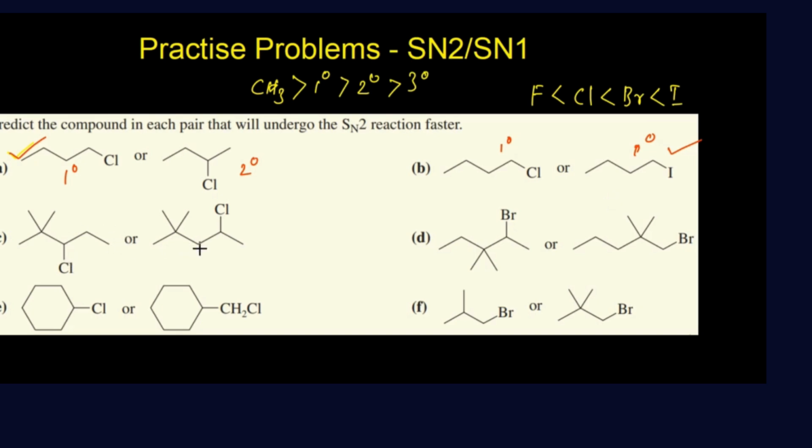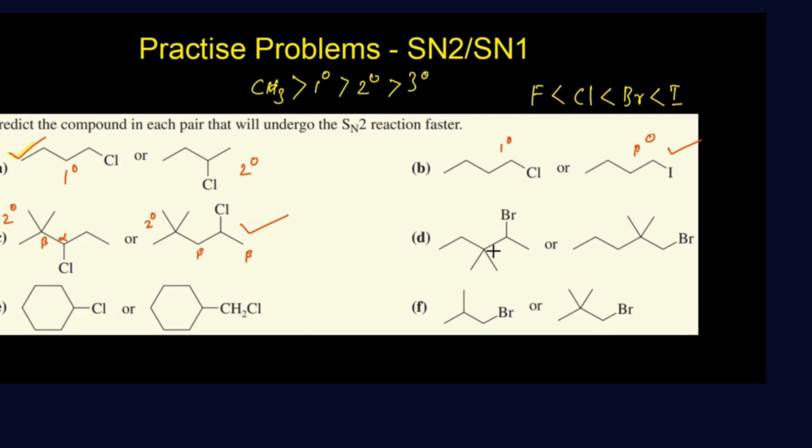What about C? Here both are secondary alkyl halides. Now how do we decide? See here, this is the alpha carbon and this is the beta carbon, and here there is more branching at the beta carbon. In the other case there is less steric hindrance. That's why this will go faster.